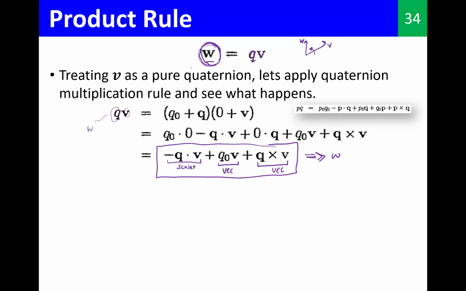Vector q needs to be 0. Scalar part should be 0, so q dot v should be 0. That's great. I think that's the answer I'm actually expecting. Thank you for the answers, right? So that's correct.